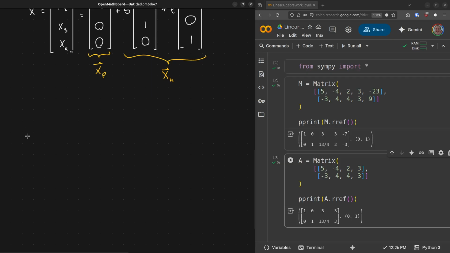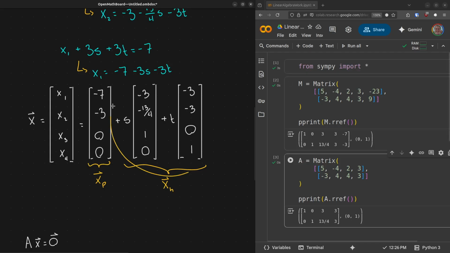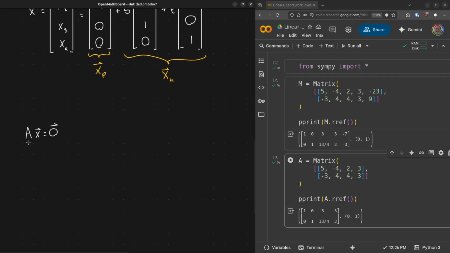So let's look at the homogeneous system just so we can confirm that this part over here actually is a solution to the homogeneous system. Okay? So we grabbed our coefficient matrix, 5, -4, 2, 3. -3, 4, 4, 3.